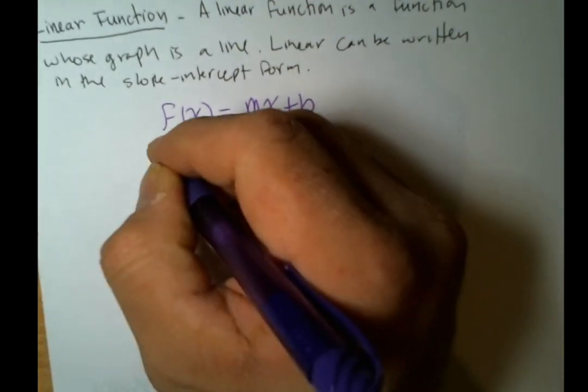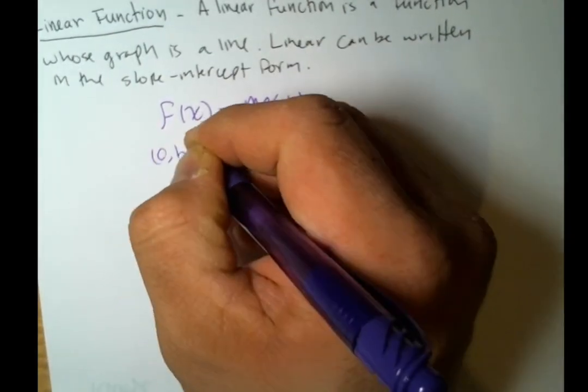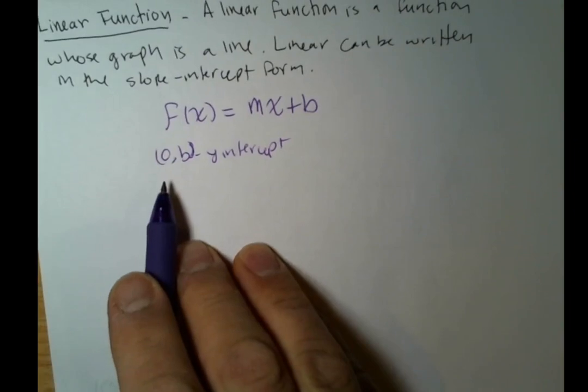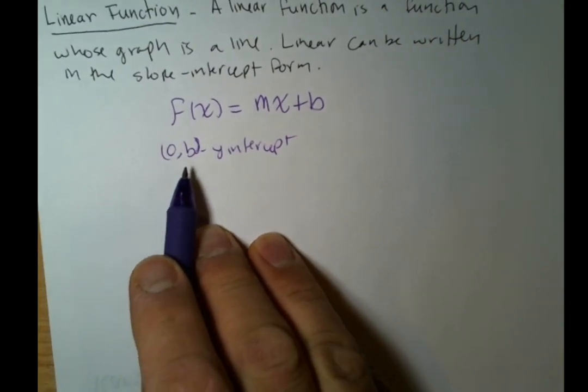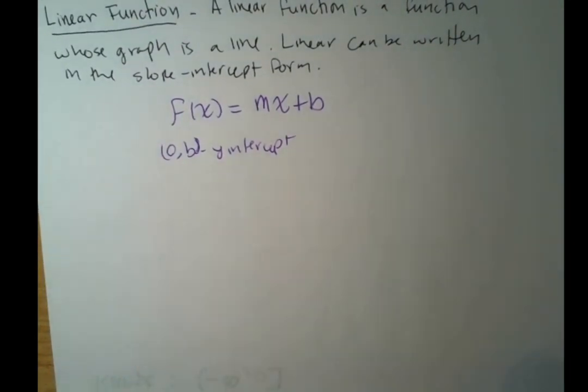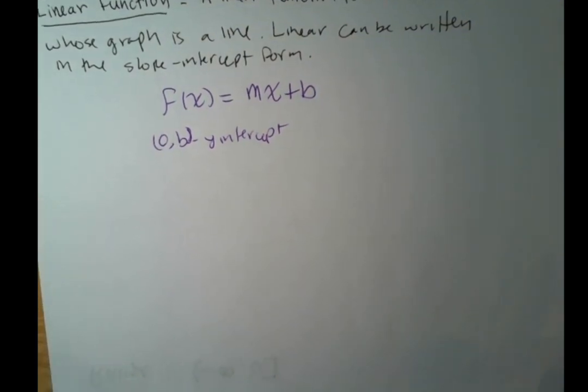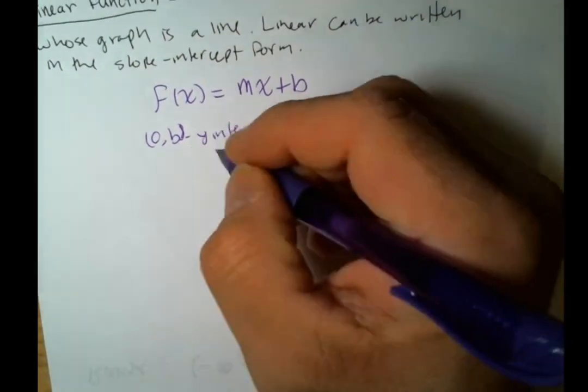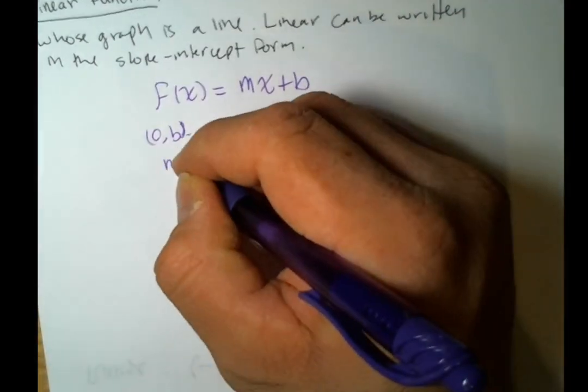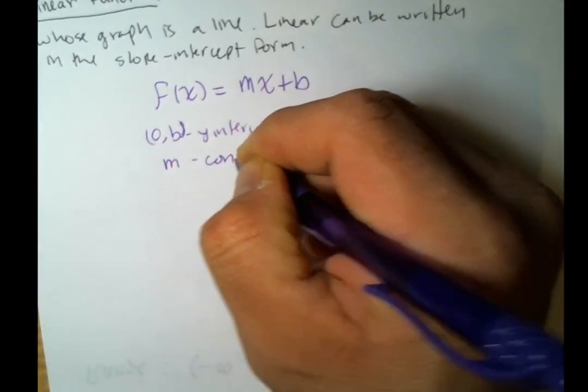Right now, we say b, but the y-intercept is in fact a coordinate, so (0, b) is the y-intercept, where the x-coordinate is 0, and that gives us where it crosses the y-axis. And m is the constant rate of change.